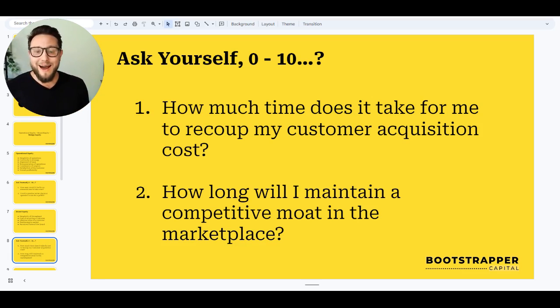Another question to ask: how long will I maintain a competitive moat in the marketplace? This is a loaded question because it's really two parts. The first part is the assumption that you already have one. If you don't have one, you can't maintain one. So if you're like, I don't really have one, I'm not maintaining anything, that's a problem. Figure out a competitive moat. And if you do have one, know what it is, again, market positioning, and then have a strategy in place to maintain it for as long as possible. And if you feel like you're losing it, then you've got to get competitive.